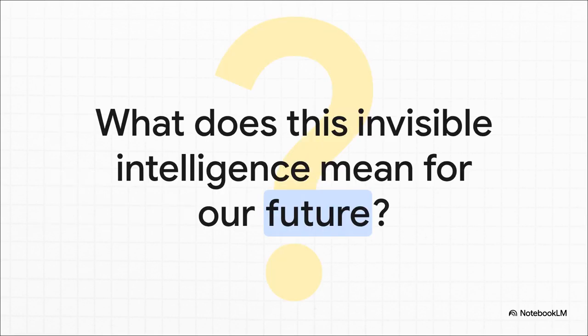And that really leaves us with a final, massive question. Every single year, billions of these tiny, specialized brains are being created and woven into the fabric of the world around us, making everything smarter and more connected. So as this trend just keeps accelerating, what does this invisible layer of intelligence, all built on these principles of architecture and organization, what does it truly mean for our future?